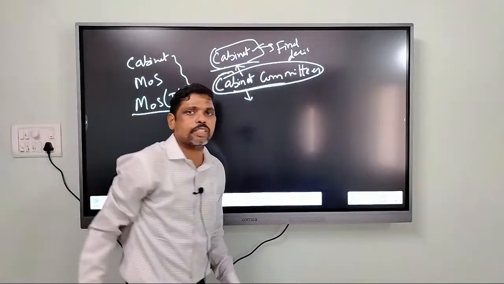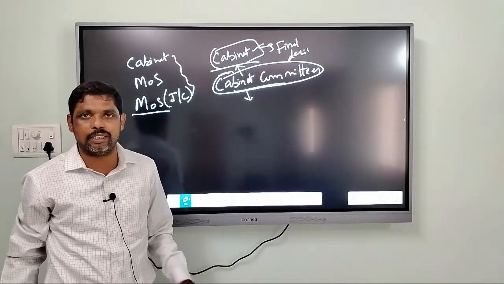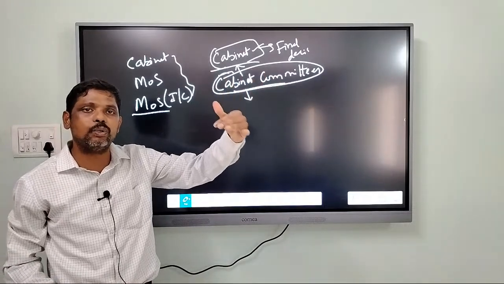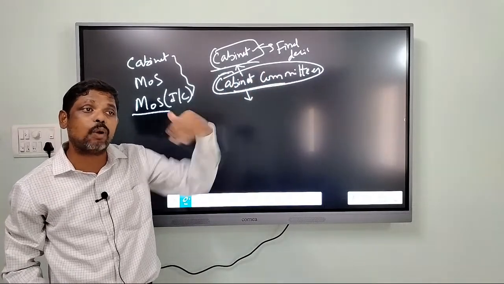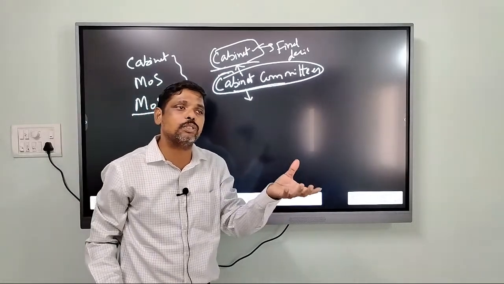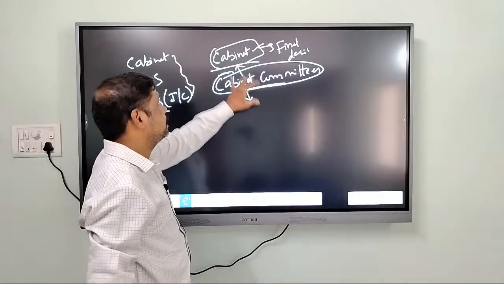Most of the decisions are taken at the level of cabinet committees. Those issues which are not resolved, or which are creating conflicts among the ministries, are discussed in the cabinet.